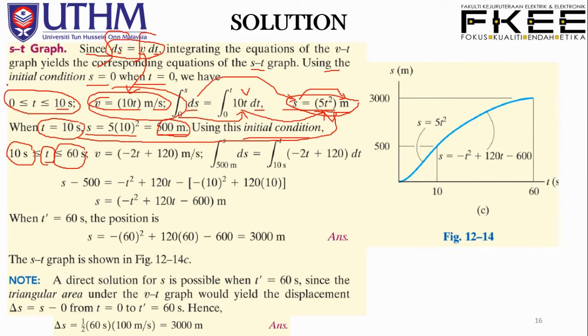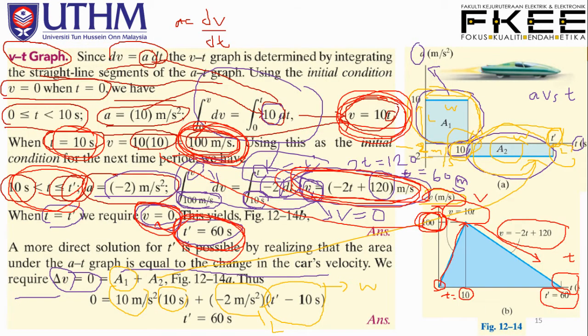Again, this is the first condition where the car starts to move from t equal to 0 seconds up to 10 seconds. And then this is the second condition: what happened to the car, especially the position of the car when t equal to 10 seconds. And then this is the third condition where the car has stopped at t prime, which is 60 seconds. So v, again, this v is coming from the previous discussion.